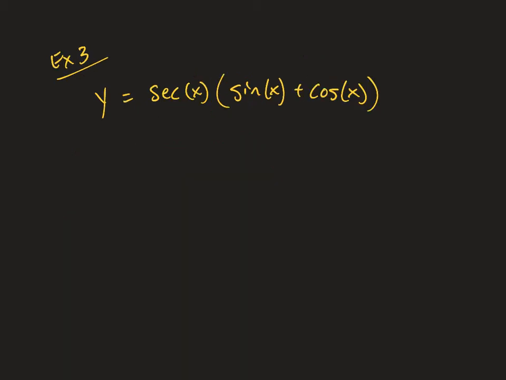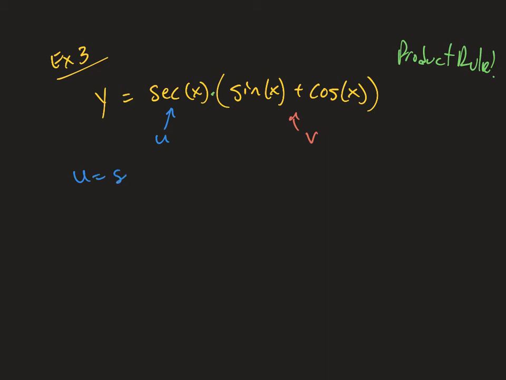Here is another product, and this one's a little more complicated. Notice that I have the secant of x times this other function, which is a sum, sine of x plus cosine of x. This is still a product, right? There's still two functions of x multiplied together. So I have to follow the product rule. I'm going to put it over there to emphasize that point. So let's assign u and v. I'll make the secant of x equal u, and I'll make this sum here equal v.